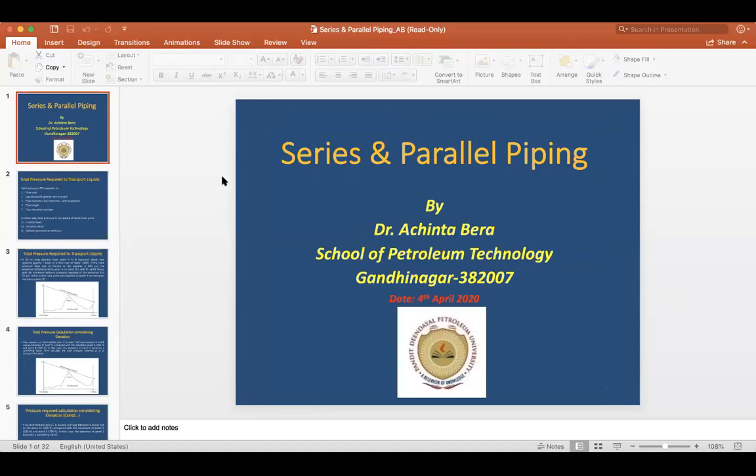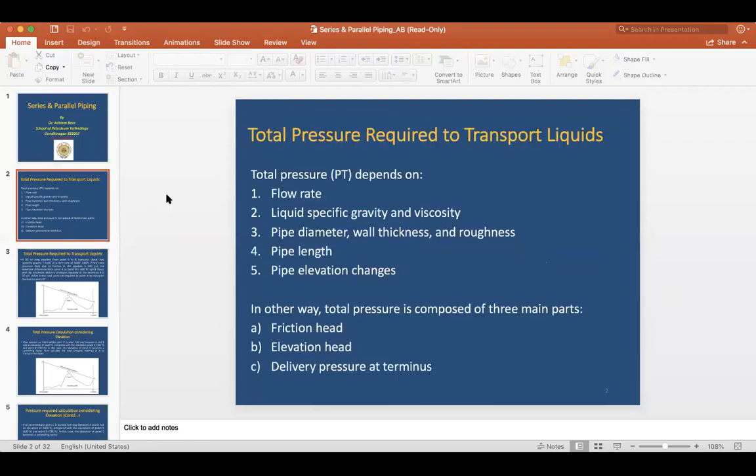Okay, so today we'll discuss series and parallel piping. As we discussed several times, series and parallel piping is a very important topic in pipeline engineering. So we'll again recall what the actual components are that can influence the total pressure required to transport liquid.